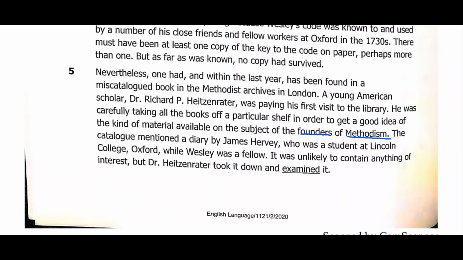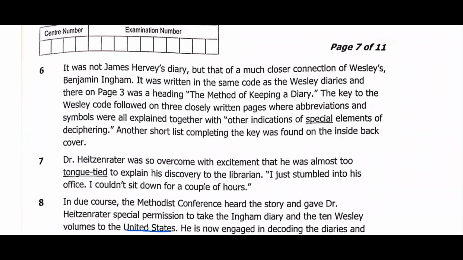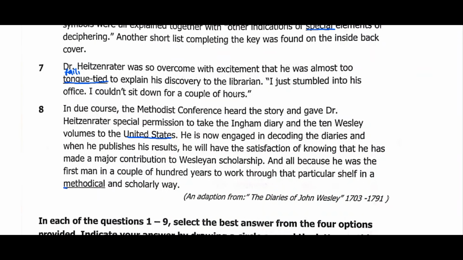Okay, so from paragraph 5 we have the word examined. To examine is like to go through something thoroughly, so you are checking if there are mistakes. Then let's look at 6. We have special. Special is like extraordinary, something that is above ordinary. Then tongue-tied, we are saying like failing to talk. Then we have also methodical. Methodical is like the special arrangement of things.